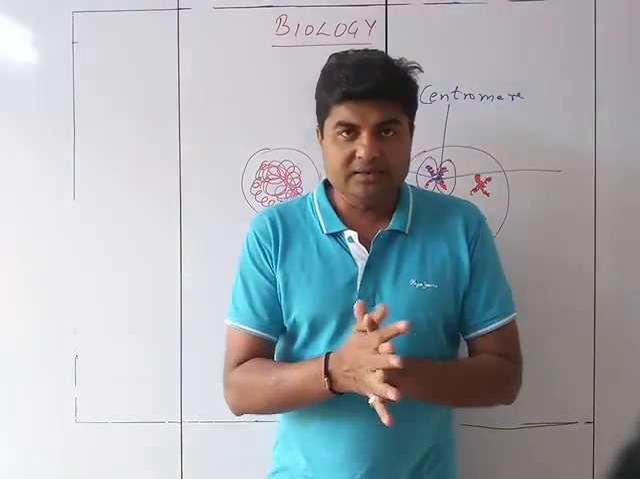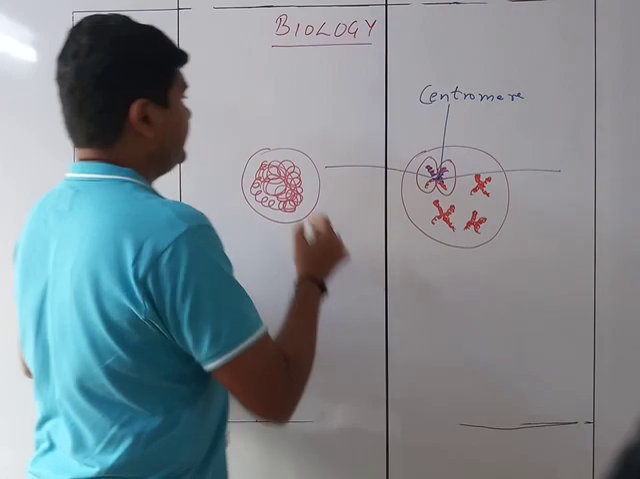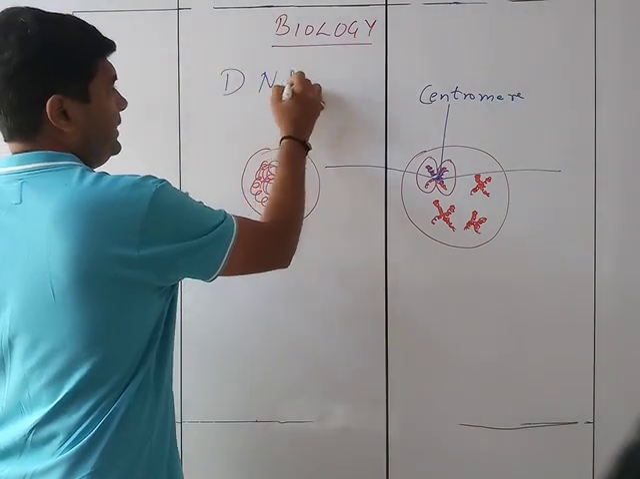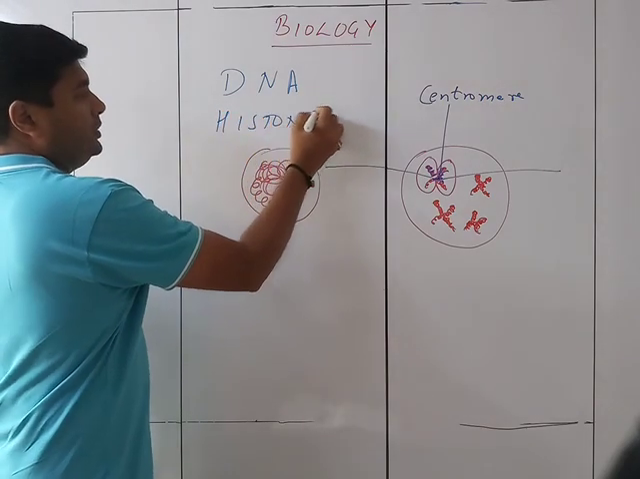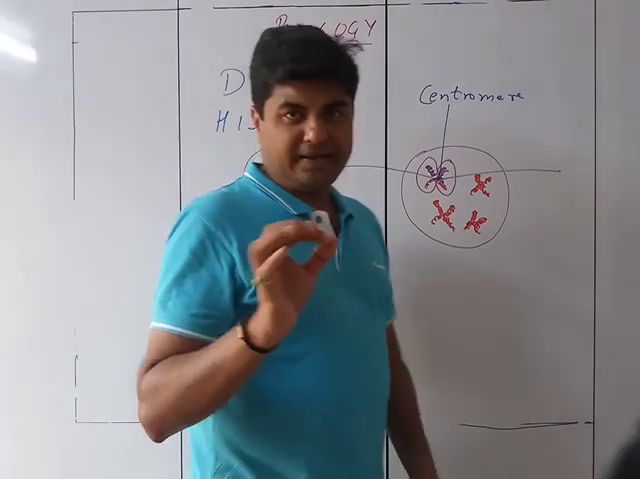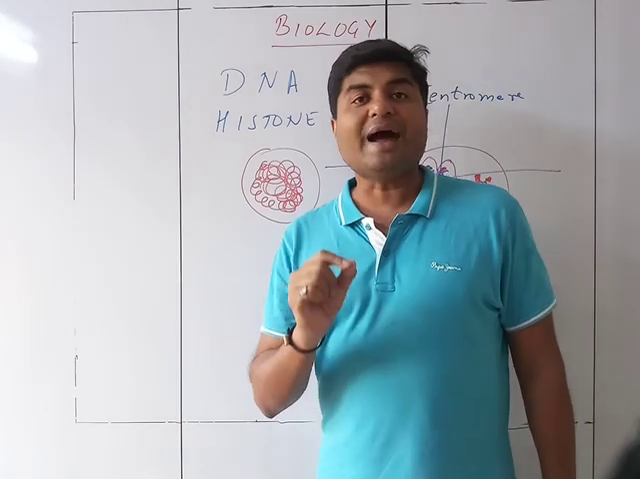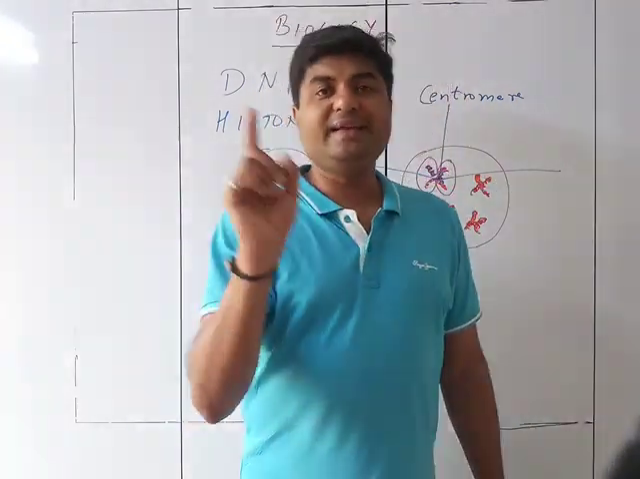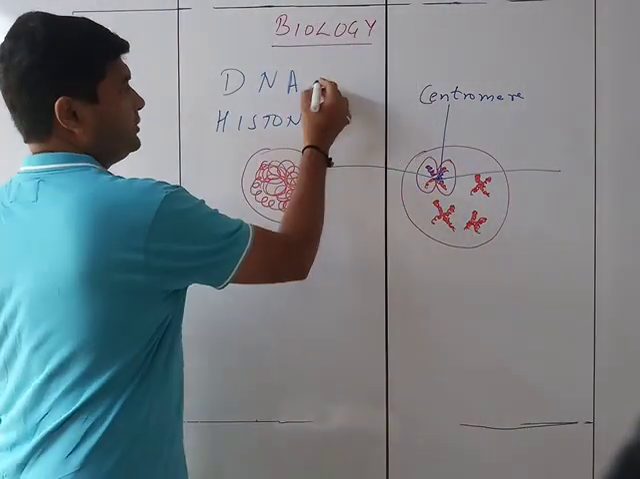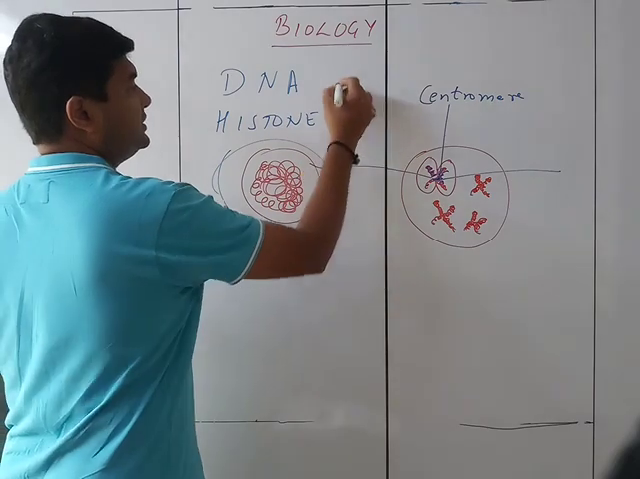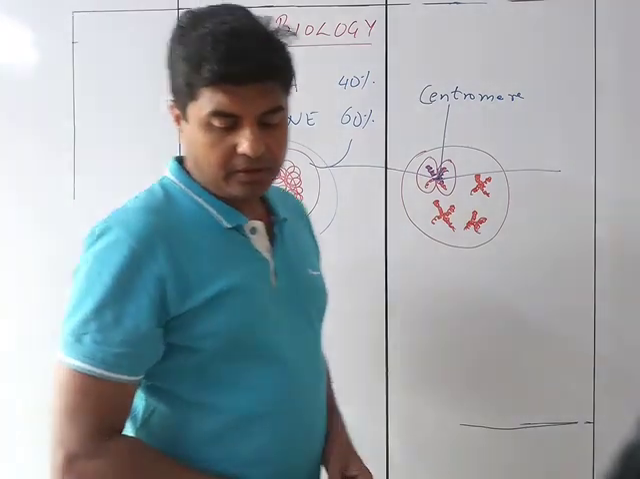Now, talking about the chromatin, chromatin material consists of two parts. One is the DNA and the second part is the histone. So the chromatin fiber, the thread of the chromatin, each and every small thread we are talking about is made up of two parts: one is the DNA and the other is the histone. Now 40% of this chromatid is DNA and 60% is histones.